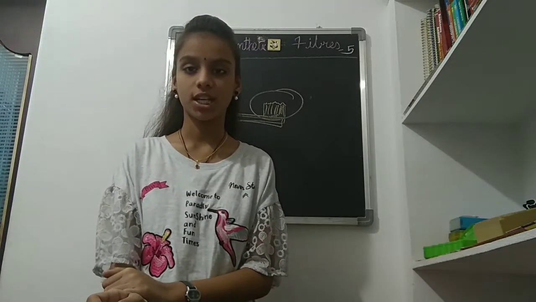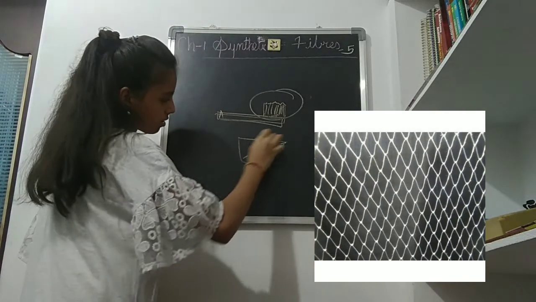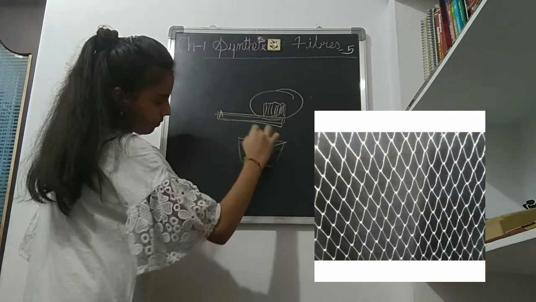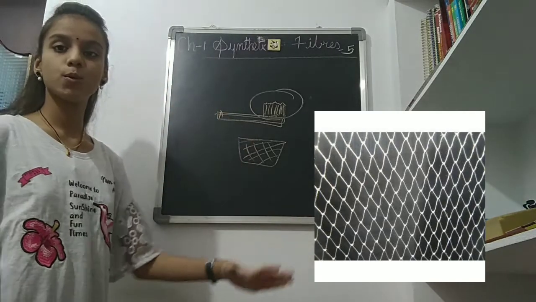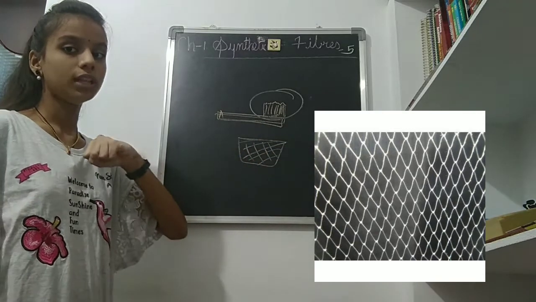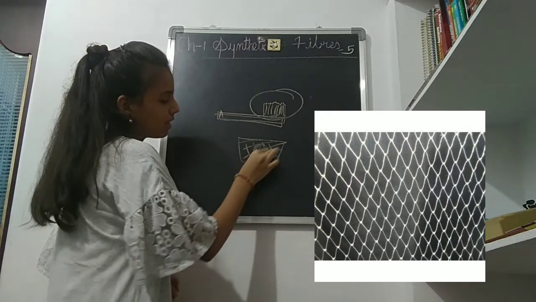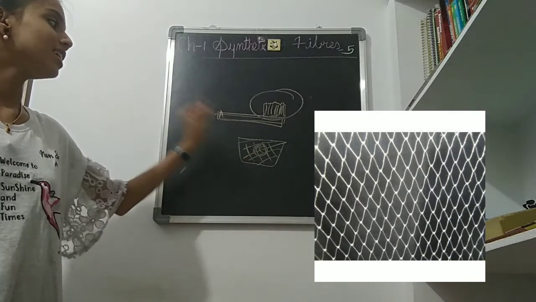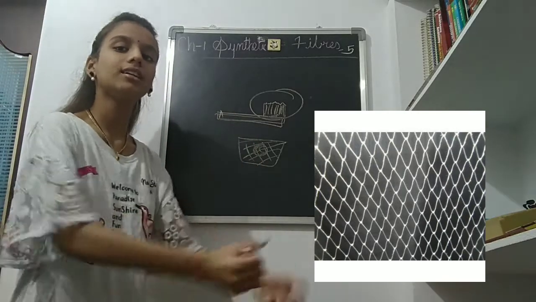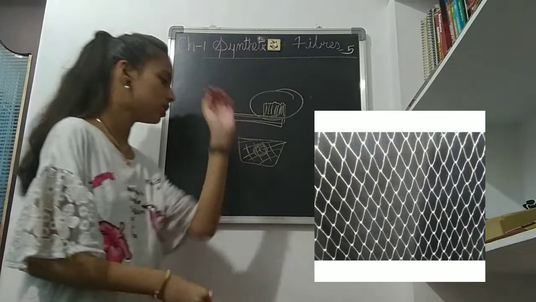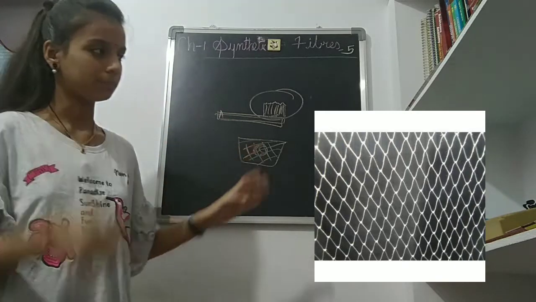Next is fishing nets. The nets we use for fishing will be like this. Some fishermen use these nets to catch fish, so that when the fish are held in this, they cannot escape. And it is also waterproof, because we throw the net in water to catch fish, and nothing happens to the net. This is the fishing net. I am showing just the design of the net, not the whole net.